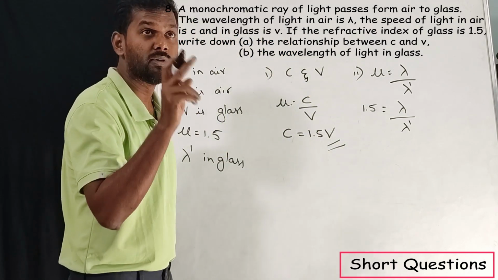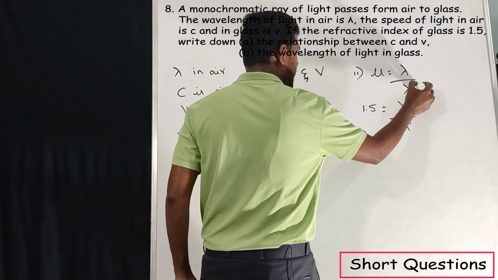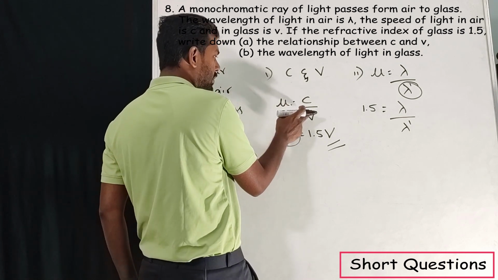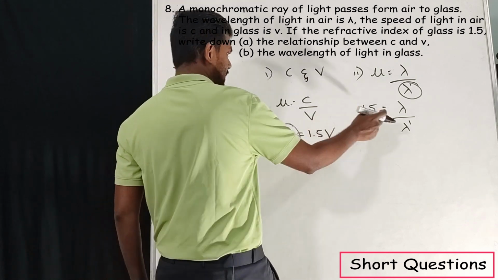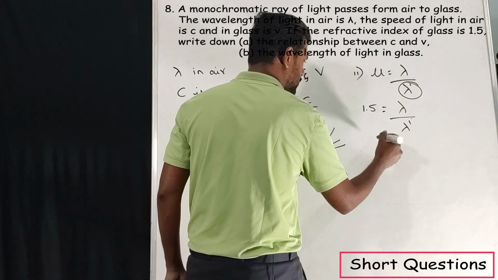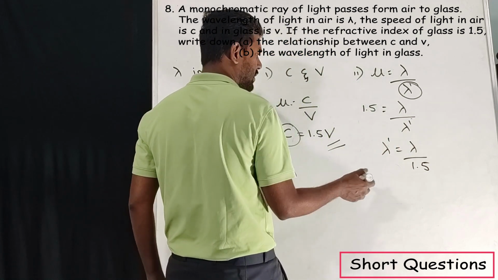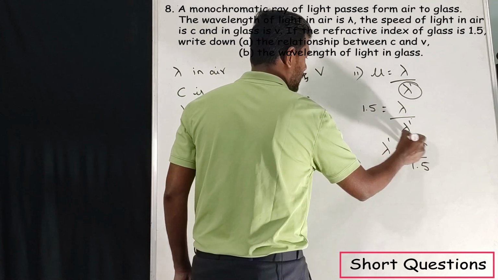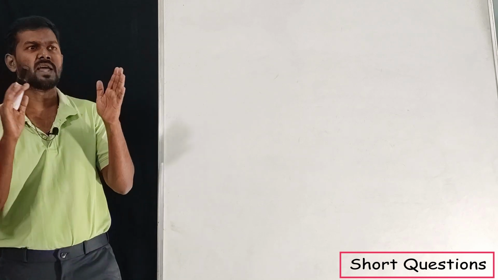They are asking the wavelength of light in glass, which we have to find. So you move this one to this side. This is what we require. In the previous question we required c, that's why I moved v to this side. In this question I require lambda dash, so I'll move 1.5 to this side. So lambda dash is equal to lambda by 1.5. Whichever physical quantity we require, that should be on the LHS, so that you get a proper idea. This is the final answer. That's it.